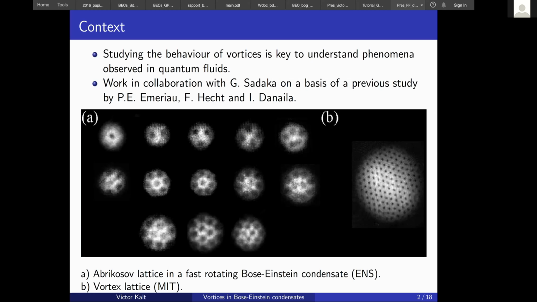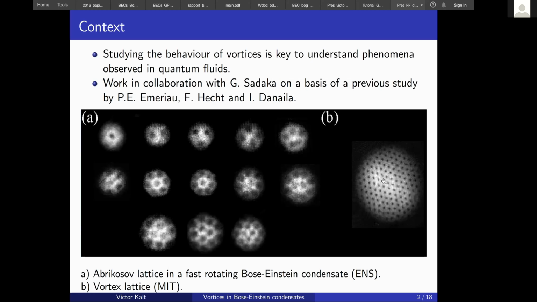Quantum fluids, and among them Bose Einstein condensates, are home to many interesting phenomena. One key point in the understanding of these phenomena is the presence and the behavior of vortices. That's why we want to study those vortices and know information about them, such as the number of vortices, their location, the radius, and things like this.